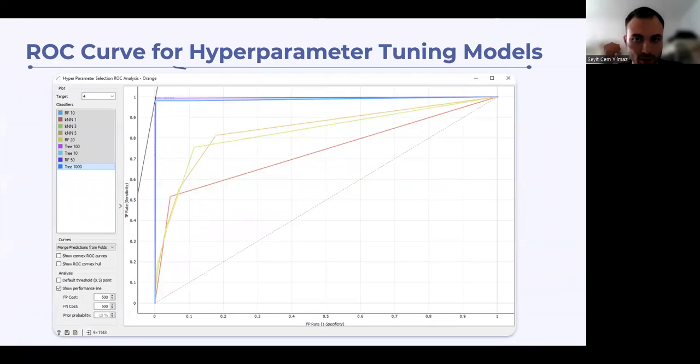Hi, I'm Seyit Cem Yılmaz from Computer Engineering. This is our ROC curve for hyperparameter tuning models that we used for, again, heat dissipation failure. Some models have good curves close to 1.0, while some models didn't perform well enough. Next, please.